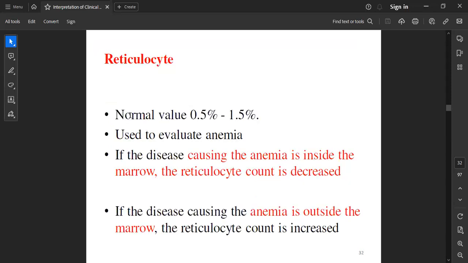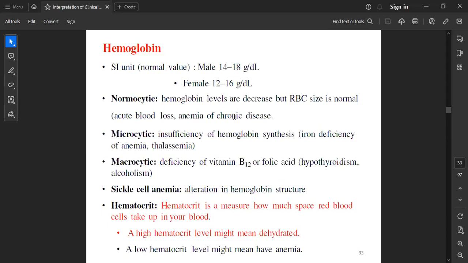Reticulocytes are like young red blood cells. They indicate that the body is in an active process of producing red blood cells. The normal value is between 0.5 to 1.5. If the value is higher than this, it means the body is really trying to make a lot of red blood cells. Hemoglobin, normal value for males is 14 to 18, for females is 12 to 16.